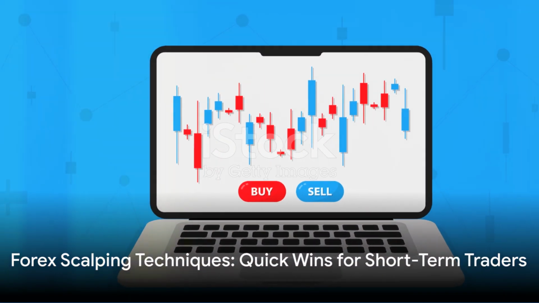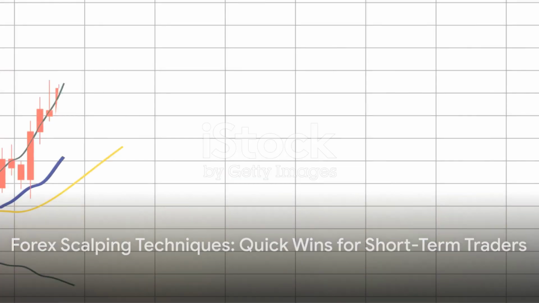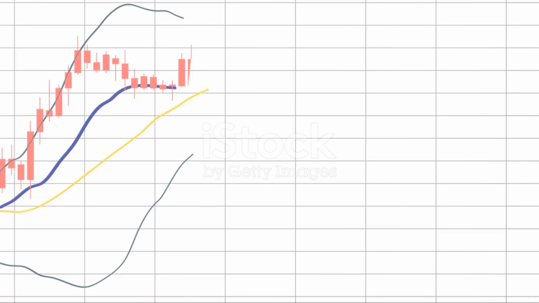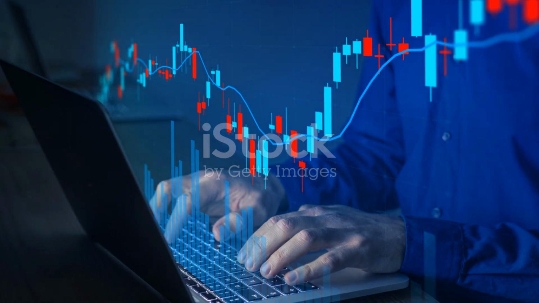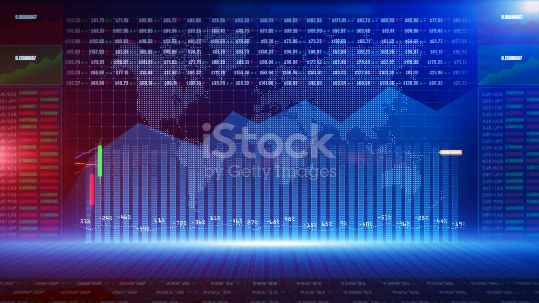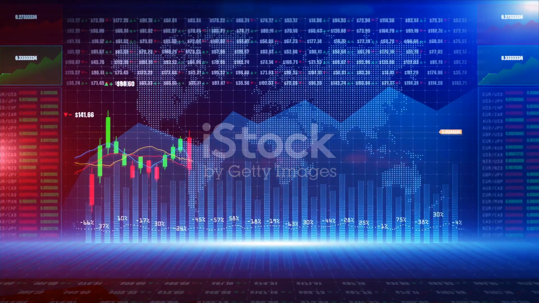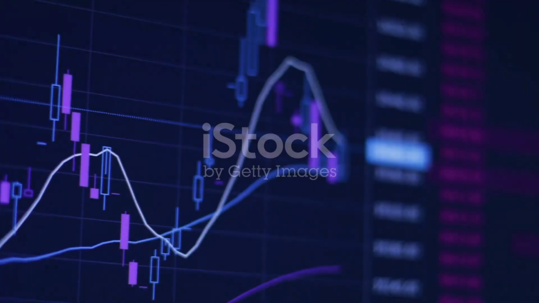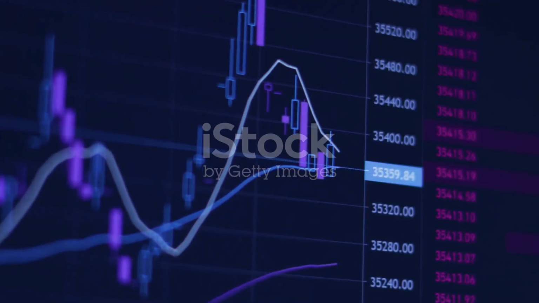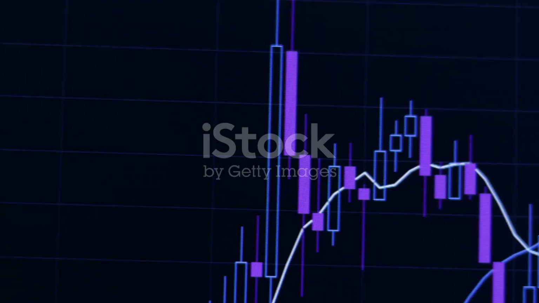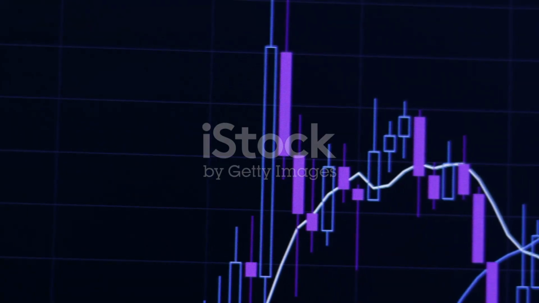In the fast-paced world of Forex trading, scalping techniques can be your game changer. They're like quick jabs in a boxing match: small, swift, and if done right, highly effective. So what's Forex scalping? It's a strategy that involves making numerous trades within minutes, aiming for tiny price changes to accumulate profits. It's not about hitting a home run, but rather getting on base, over and over again.